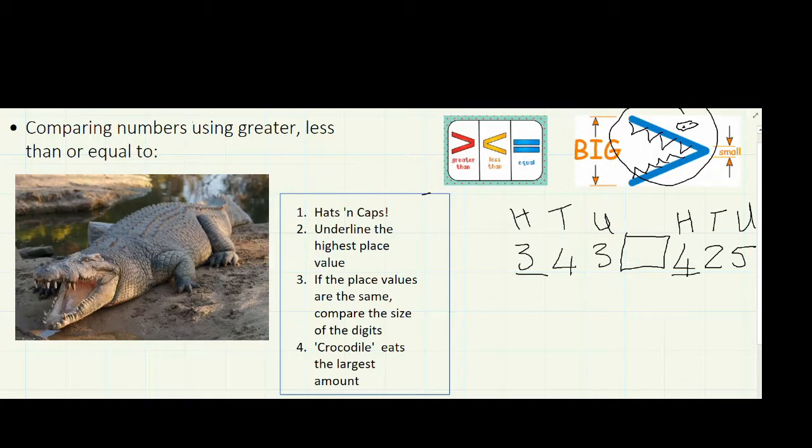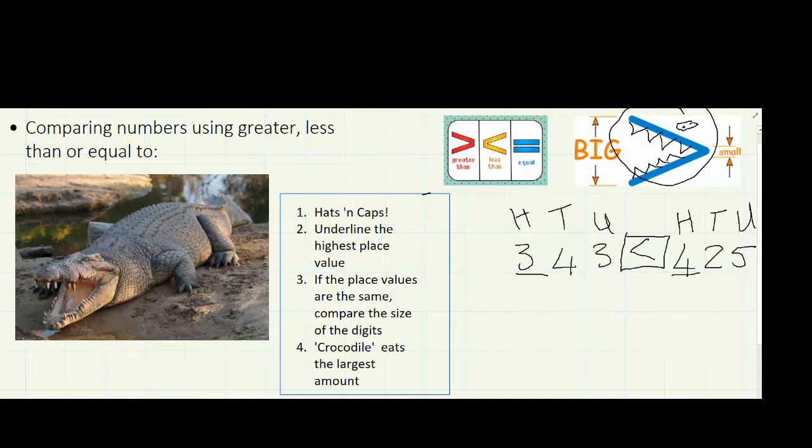That's really important because if there were 2 different place values, we'd be able to compare straight away. But we can't, because as it says in number 3, if the place values are the same, compare the size of the actual digits themselves. As you can see over on the right hand side, the 100 is representative of 4 hundreds, and the hundreds on this side is 300. Simple. Which one is the larger one? Of course it's 4, and the crocodile is going to want to eat 425.